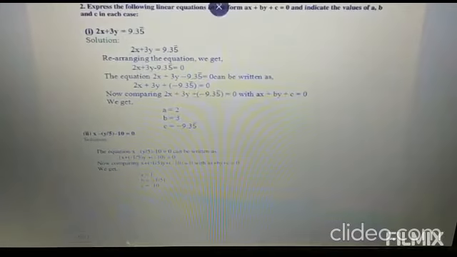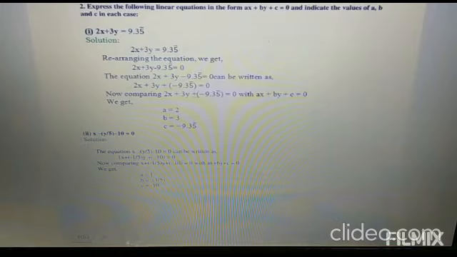Now it says: express the following linear equations in the form ax plus by plus c is equal to 0, and indicate the values of a, b and c in each case. They are very easy questions, you just have to put your mind on it. Now we have to indicate the values of a, b and c also. It's written 2x plus 3y is equal to 9.35. Now see, x and y terms are given.